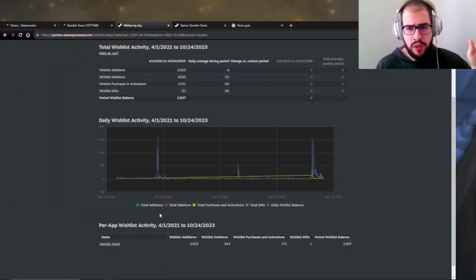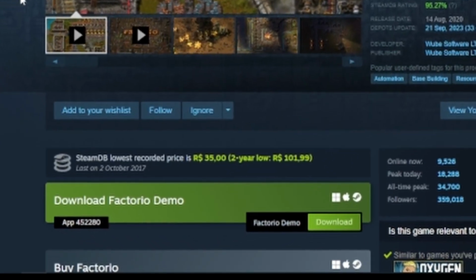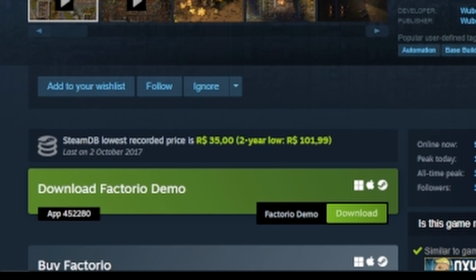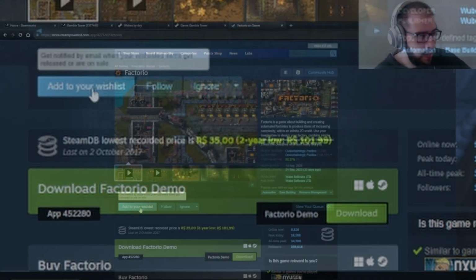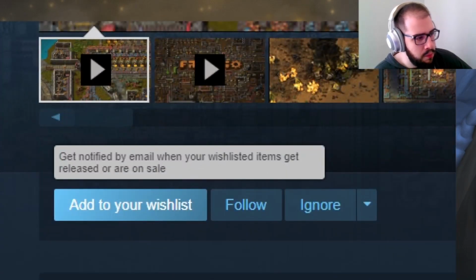If you don't know what wishlists are about, they're basically when you go to the Steam page for a game that you really want, but you are thinking about waiting for a deal, for a sale, for a festival, and you want to follow the deals that this game has. You can add it to your wishlist. So basically, you get notified by email when your wishlist games get released or are on sale.